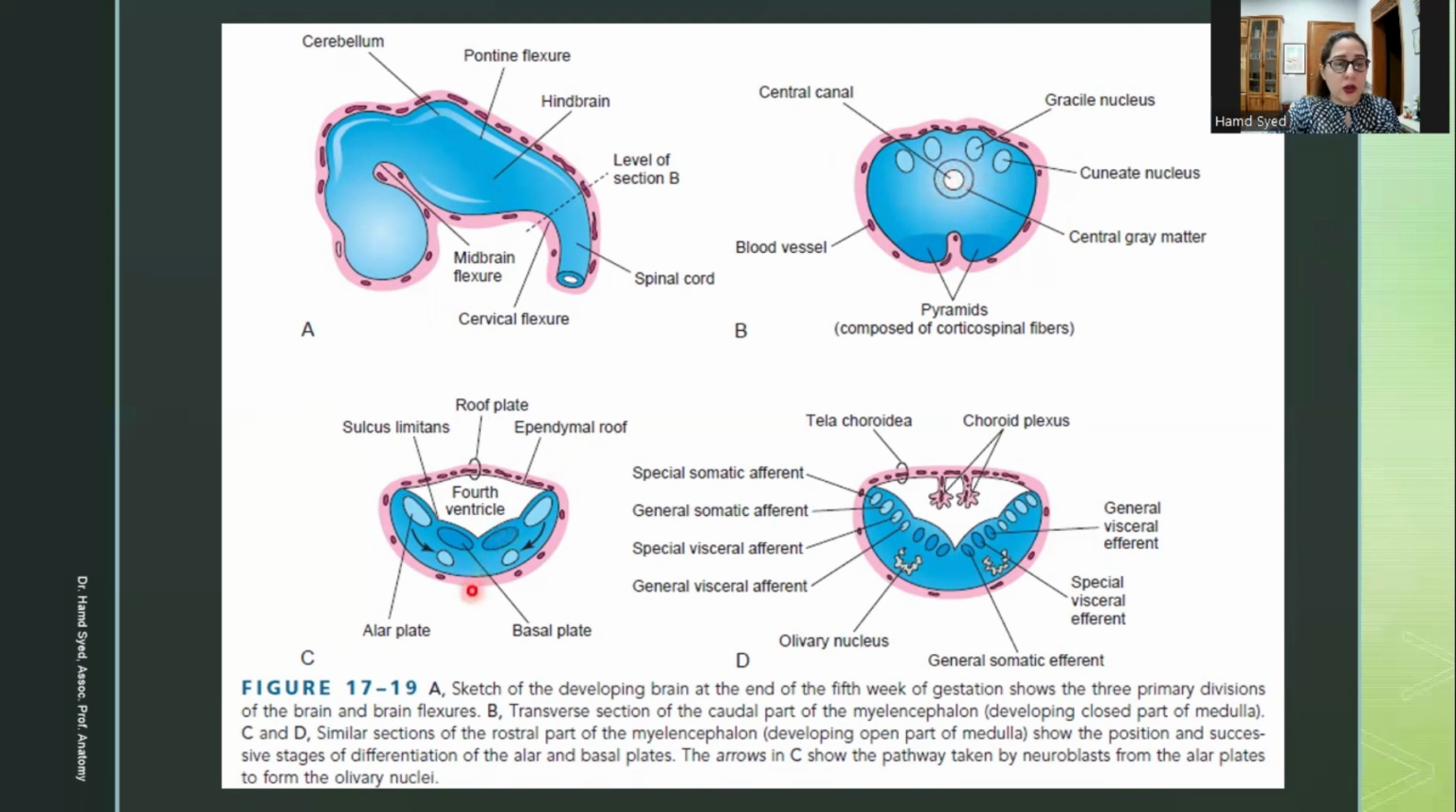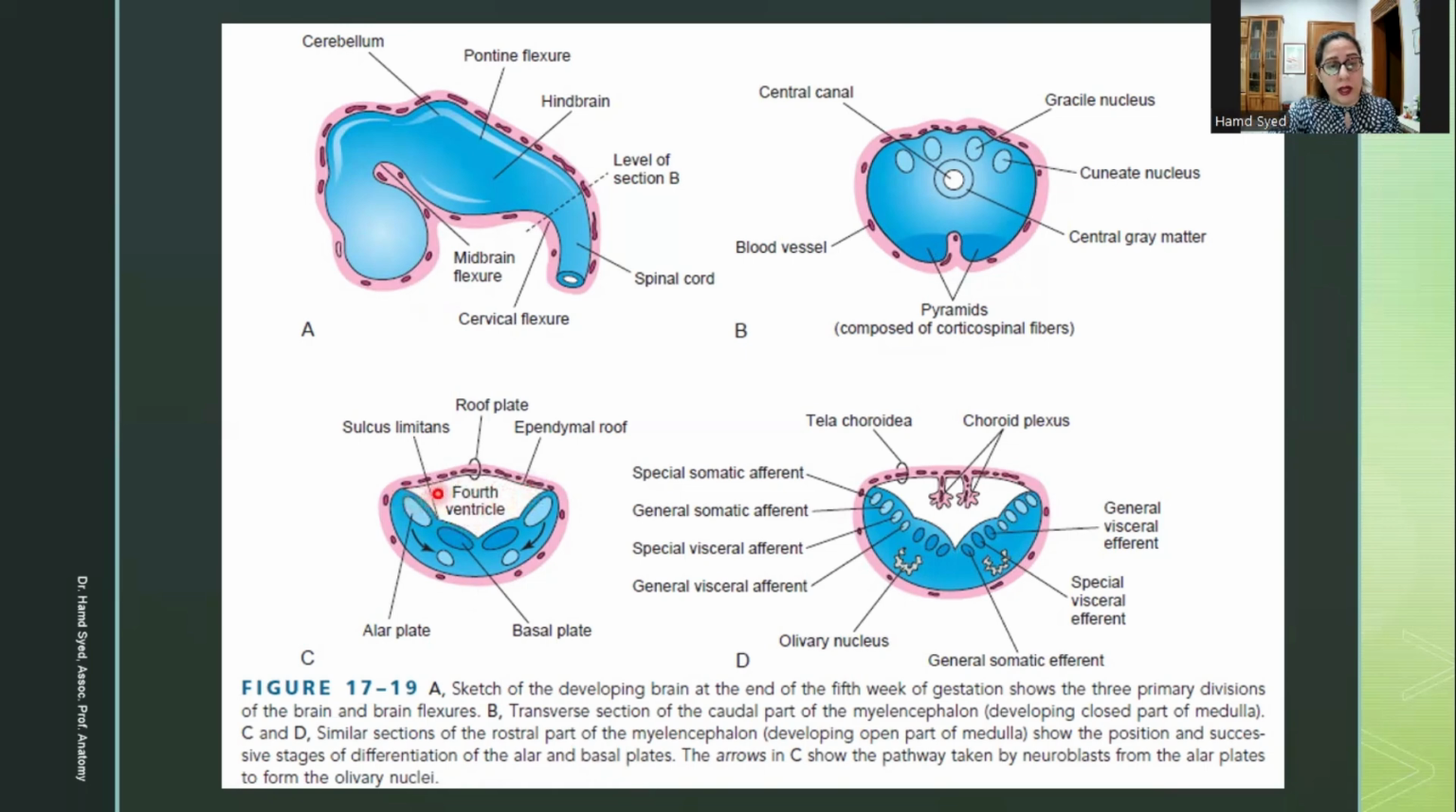Now, let's look at a section which is drawing C. It represents the section through the upper part of the medulla oblongata. Over here, you can see this is known as the open part of the medulla oblongata. You can see that the central canal has now been replaced by the fourth ventricle, and this is a broader cavity.